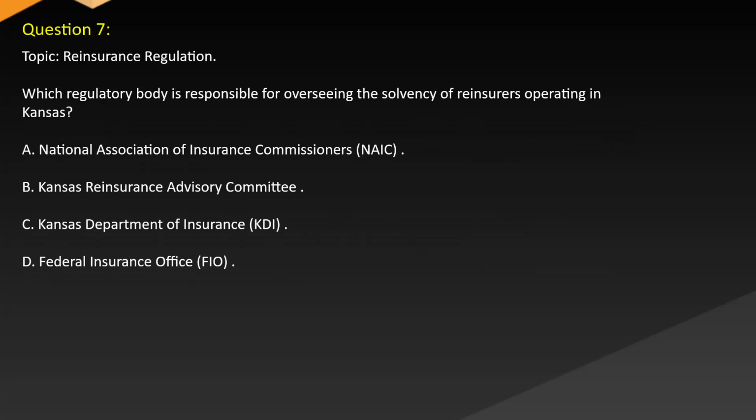Question 7. Topic: Reinsurance regulation. Which regulatory body is responsible for overseeing the solvency of reinsurers operating in Kansas? A. National Association of Insurance Commissioners, NAIC. B. Kansas Reinsurance Advisory Committee. C. Kansas Department of Insurance, KID. D. Federal Insurance Office, FIO.